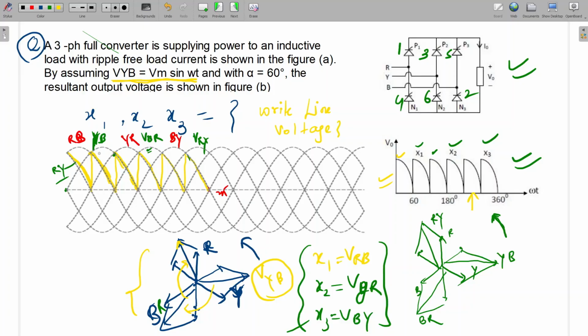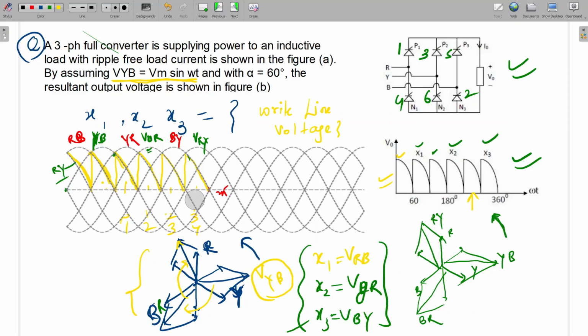Like here they can ask which pair of switches will conduct. So we'll start from this one. YB is the reference, like this one. So here it will be 6 1. You can verify this one also with circuit 1 2, 2 3, 3 4. Yes, it is not a generalized, correct only.